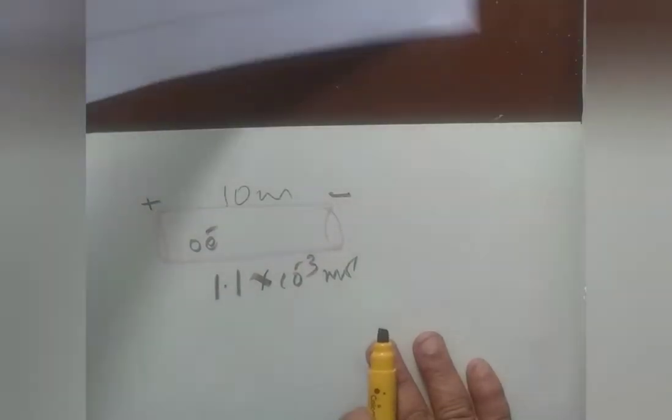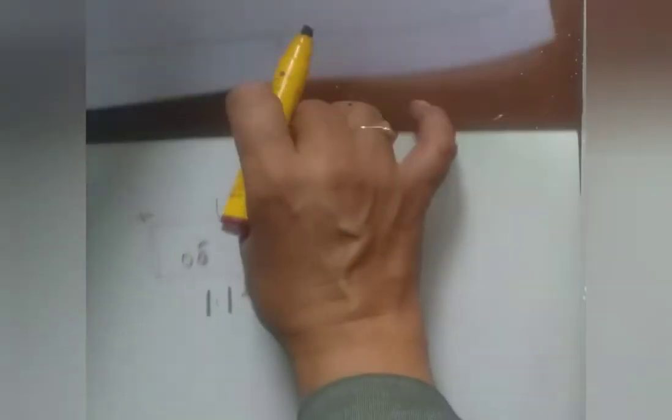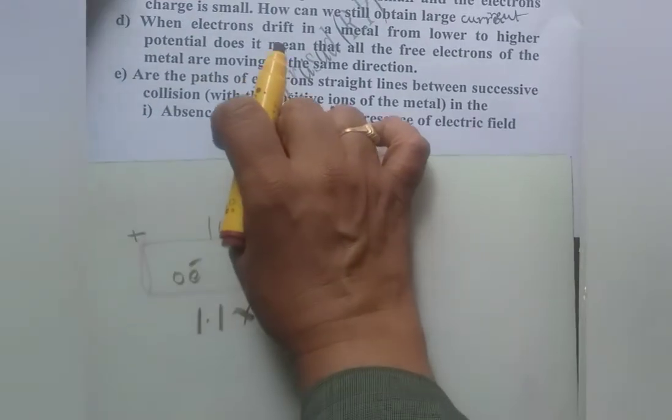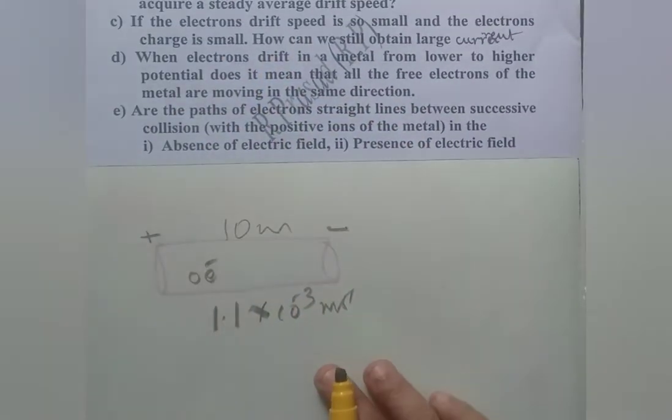We go for the second question. We read the second question. The electron's drift arises due to the force experienced by electrons in the electric field inside the conductor. But force should cause acceleration. Why then do the electrons acquire a steady average drift velocity?